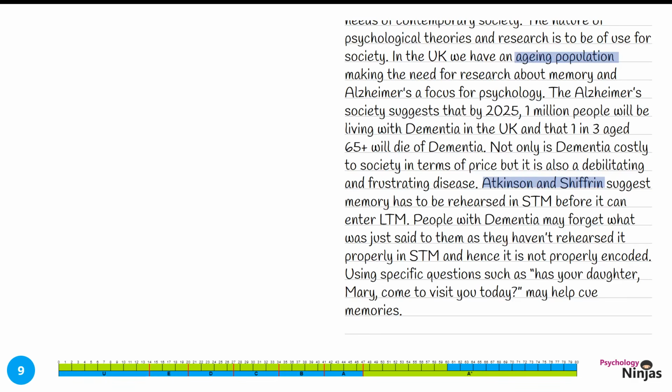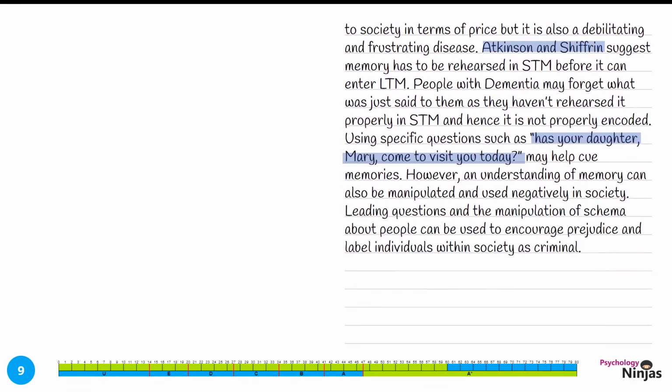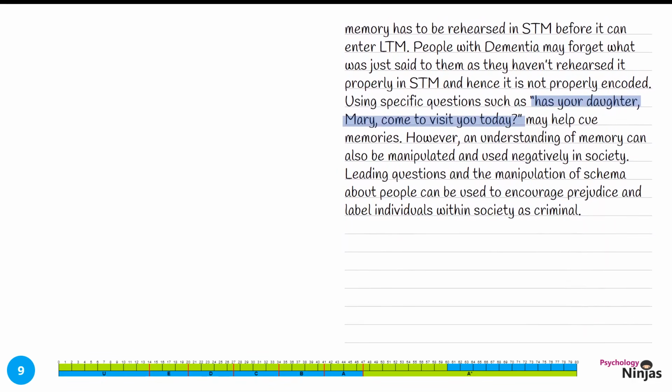We've used this to give strategies of how we might help people with dementia. And again, you might use different examples here, which is absolutely fine. We're going to give a counter-argument here, talking about how our understanding of memory may not have been used positively in society. However, an understanding of memory can also be manipulated and be used negatively in society.